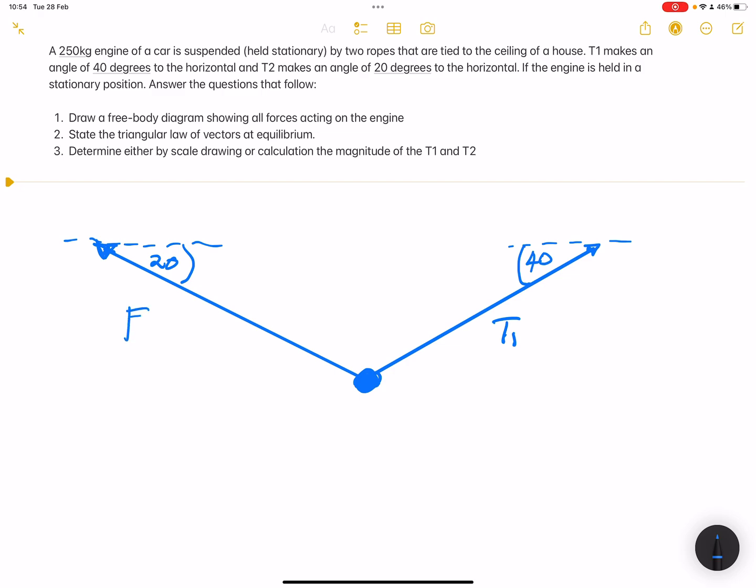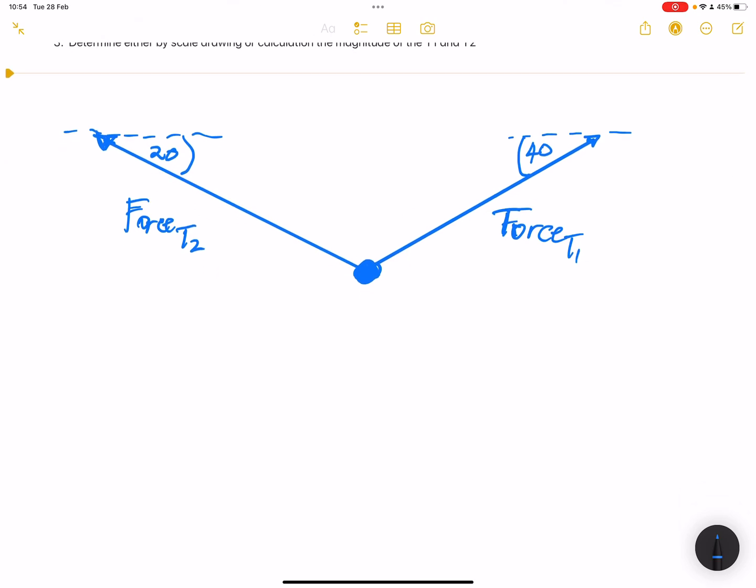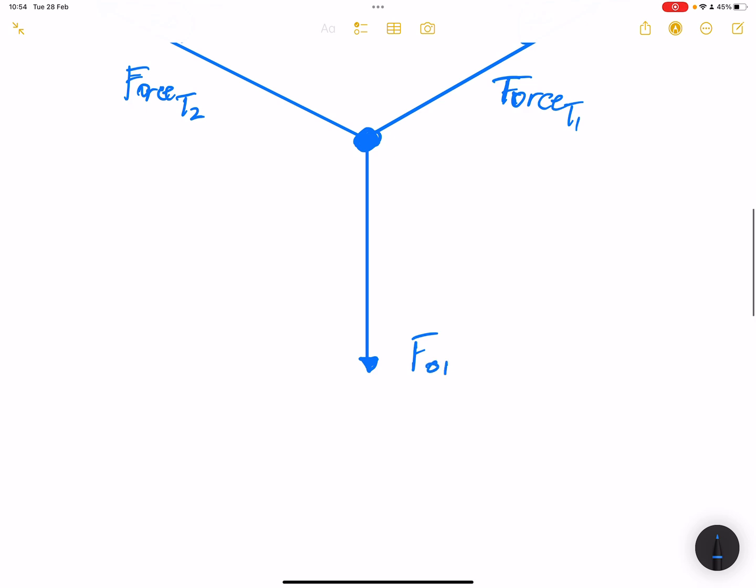So this would be the force on T1, the force on T2 rather. Let's say this is the force on tension 1, or you can call it just tension 1 and the other one tension 2. But we also know that the earth exerts a force on the object. We call that the force of gravity, or we can call that the weight. Sorry for writing that in an ugly way.